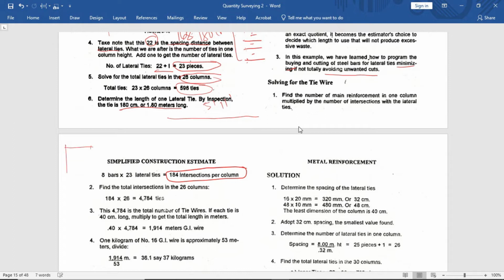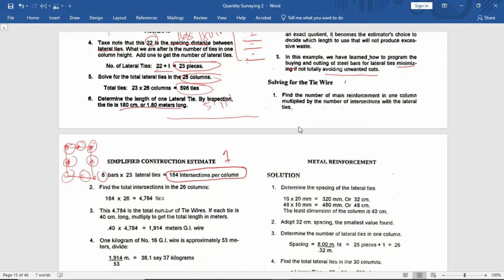Paano natin? So, ito na yung natin. So, 1, 2, 3, 4, 5, 6, 7, 8. Ito yan. Intersection 1, intersection 2, intersection 3, 4, 5, 6, 7, 8. Hanggang umabot siya ng 184. Ito, magkakonekta ka dito, dito, dito. So, yan yung 184 intersections natin per column. So, sa isang column lang yan.